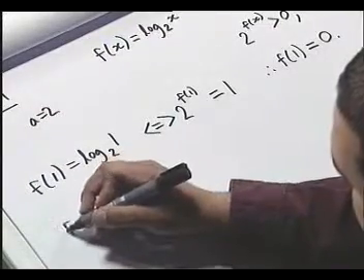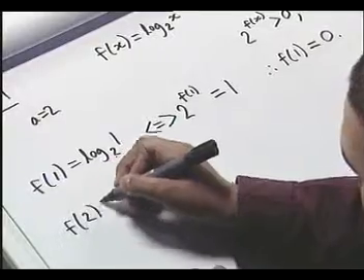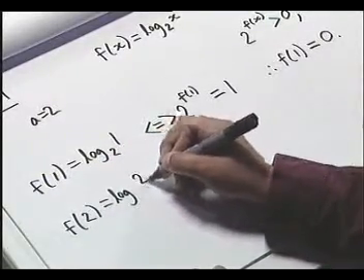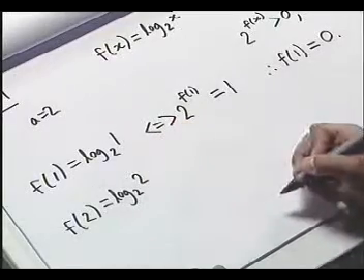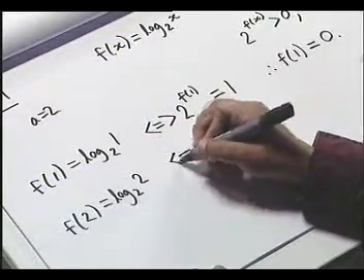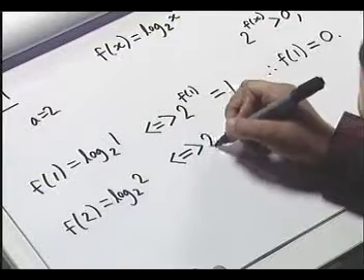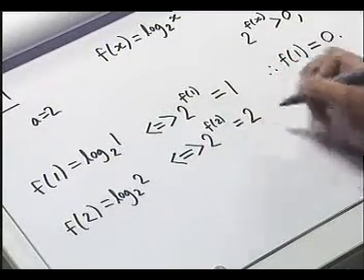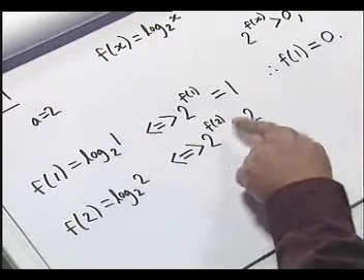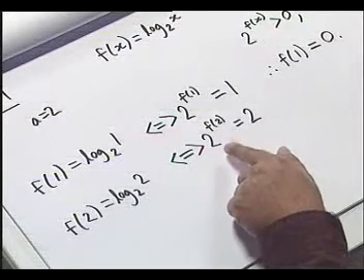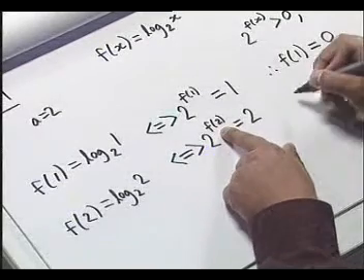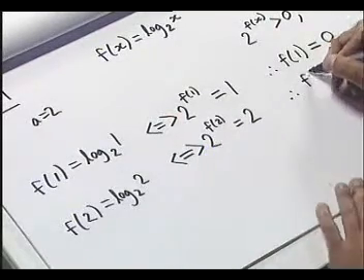Next, I'll look at f of 2. And this means that we've got the log of 2 to base 2. And remember that this is equivalent to saying that 2 to some power, in this case f of 2, is equal to 2. So 2 to what power will give me 2? Well, we know that 2 to the power of 1 will give me 2. So this f of 2 must be equal to 1.